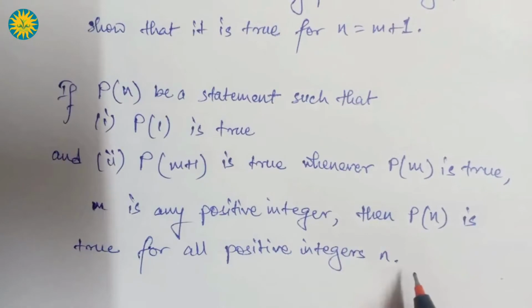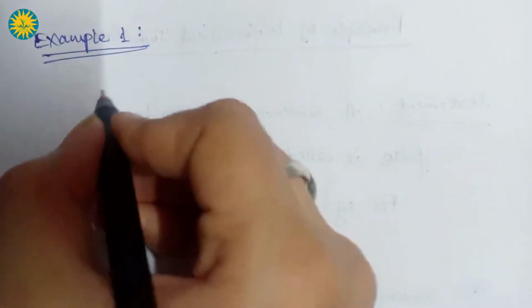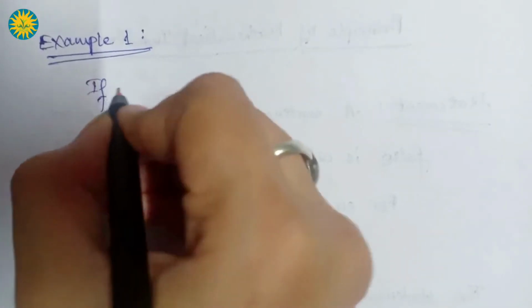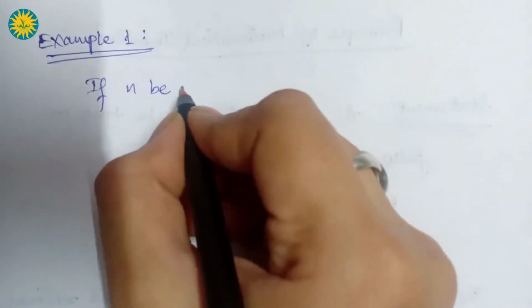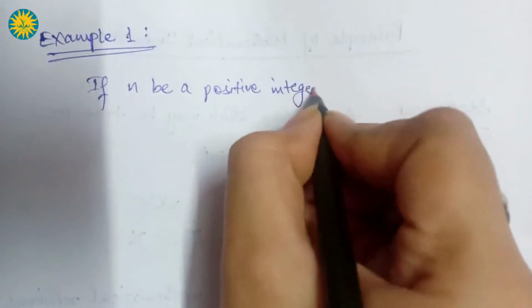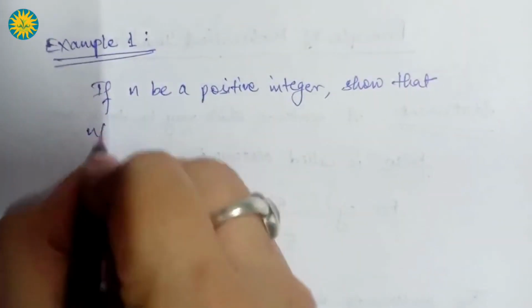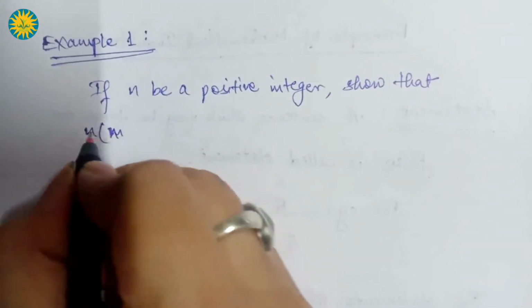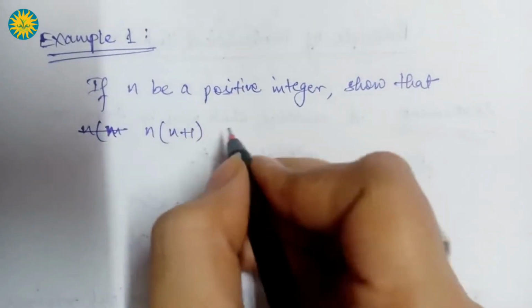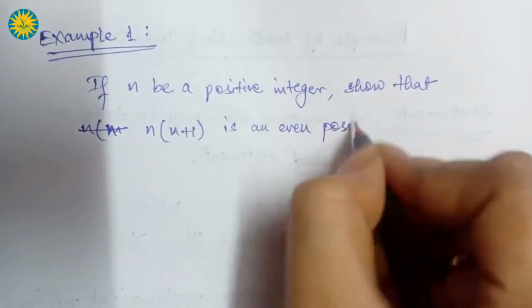To understand this better, we need to look at some examples. So we'll start with a simple one. The first example is that if n be a positive integer, show that n into n plus 1 is an even positive integer.